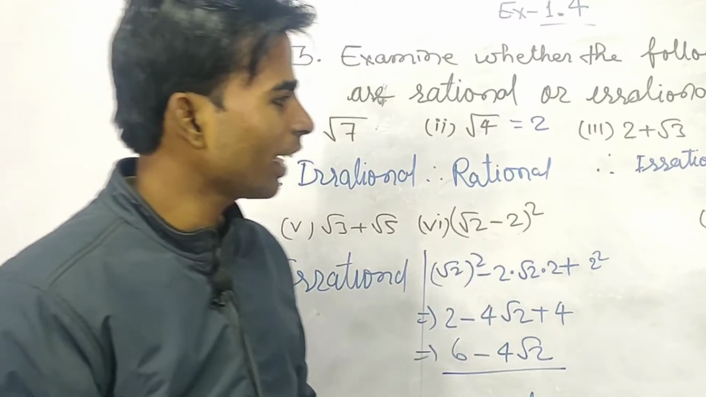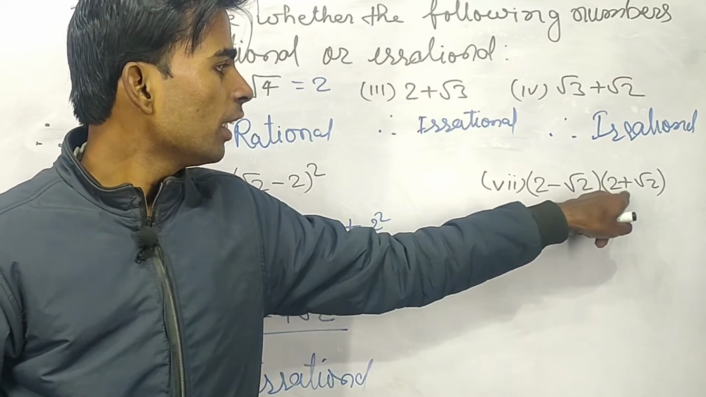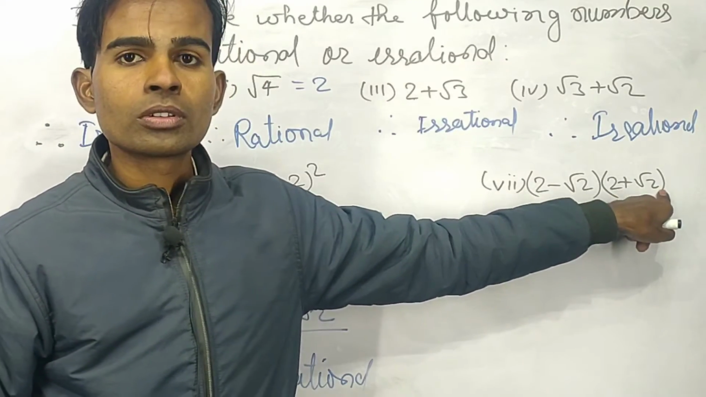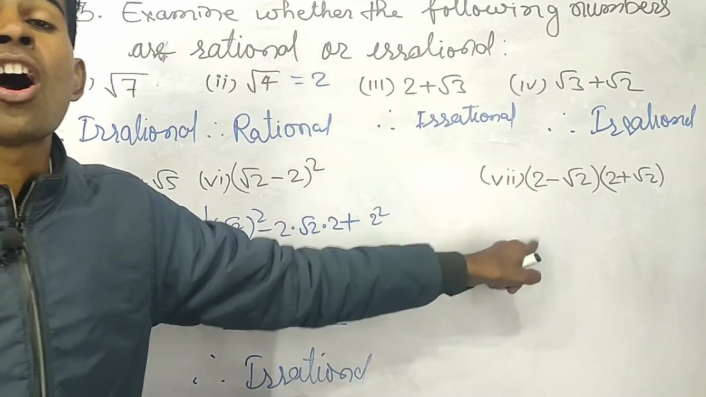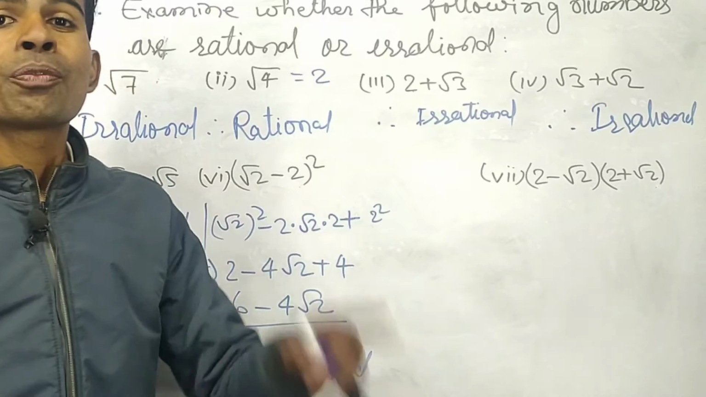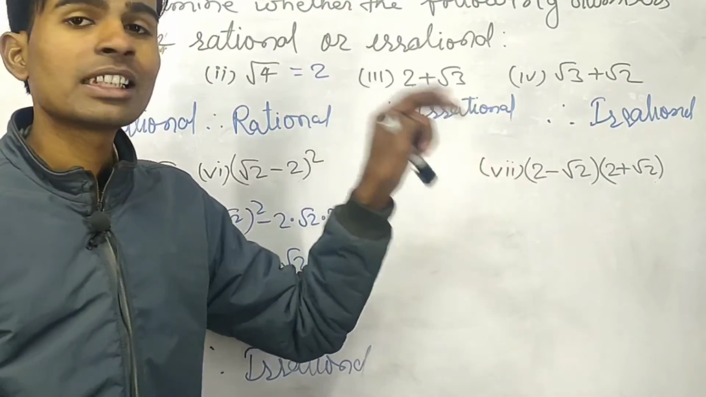Okay, let's go to the next, that is question number 7. Here, (2 minus root 2) into (2 plus root 2). I already told you that we cannot say whether it is an irrational or rational number first. First we have to solve it. Just solve it, simplify it.